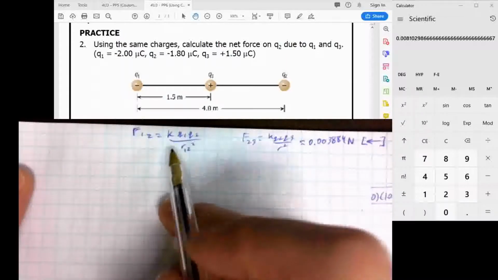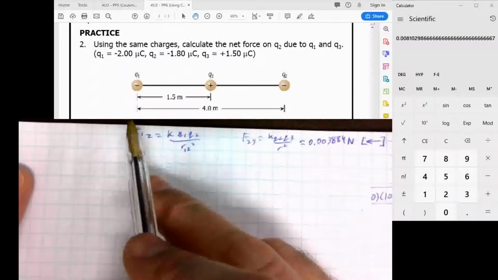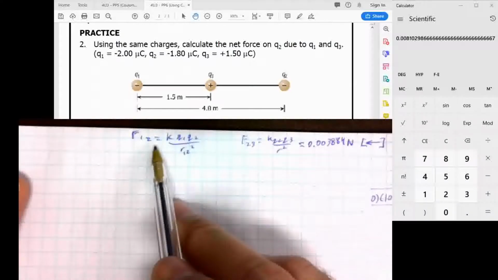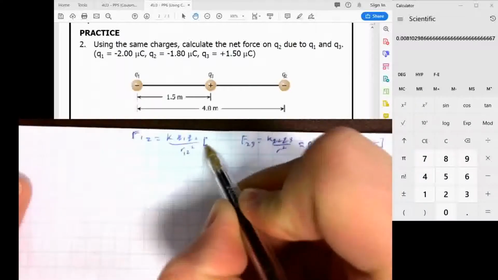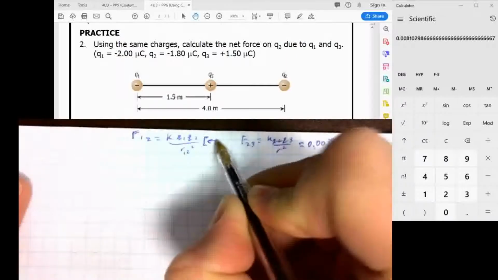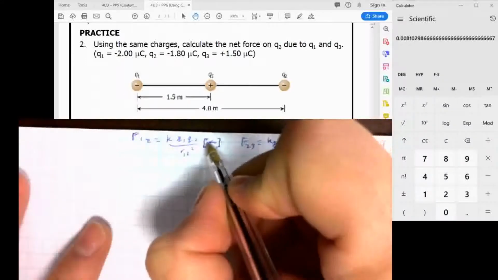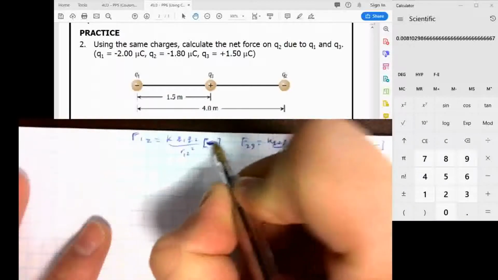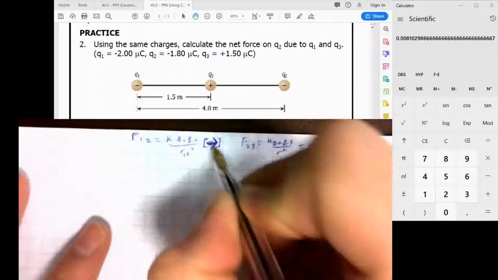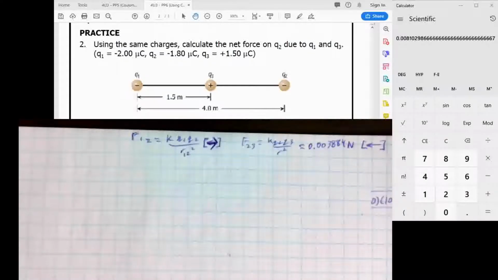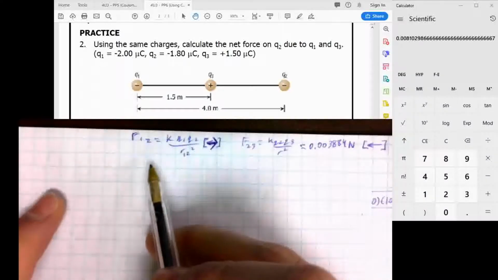And in this case, this is a repulsive force because 1 is negative and 2 is negative. So this will also be a force to the left, because, sorry, I meant to say to the right. 3 was moving to the left because it was attracted to that. 2 is going to be moving away from 1 because they are repulsive to each other. They're both the same sign.